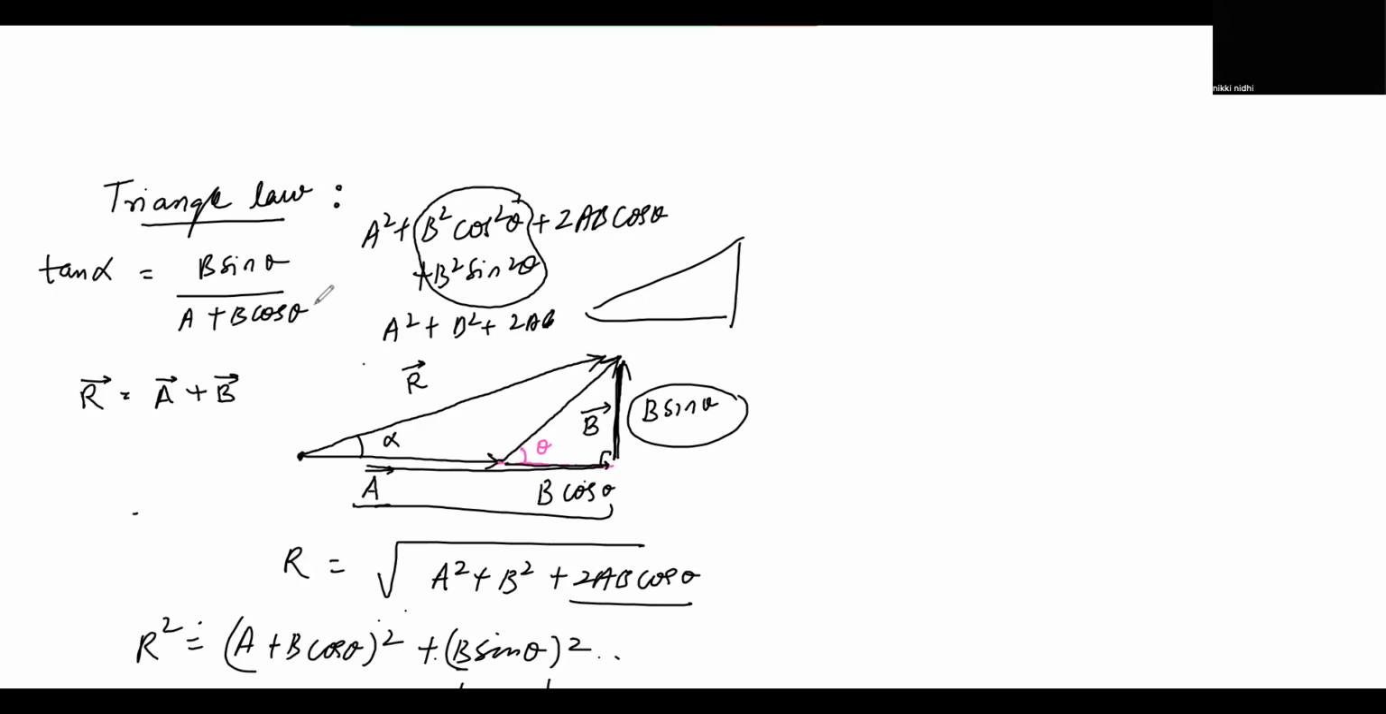Next is our parallelogram law of vector addition. What does the parallelogram law say? It tells you that if there are two vectors which form two sides of a parallelogram, and this angle is theta, the angle between the vectors, of course.